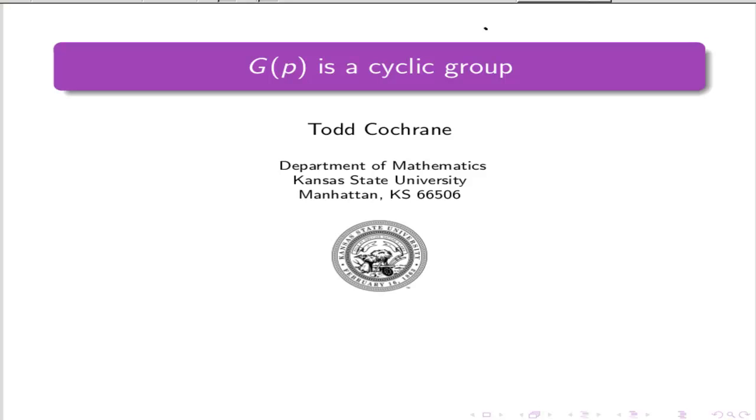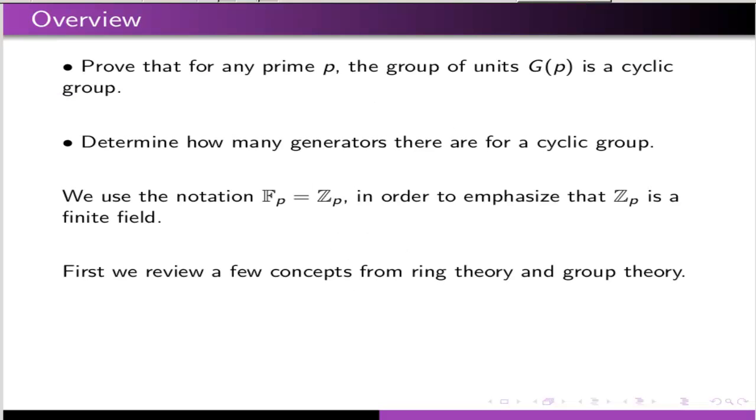Next we want to study the group of units mod p, where p is a prime, and look at what type of group it is. In this section we're going to show that it's a cyclic group. That's our primary interest, to show that G_p is always a cyclic group. And then we'll also determine how many generators there are for this group.